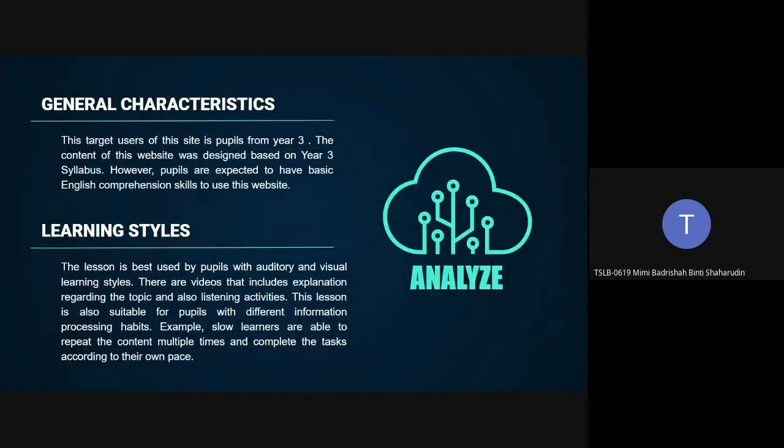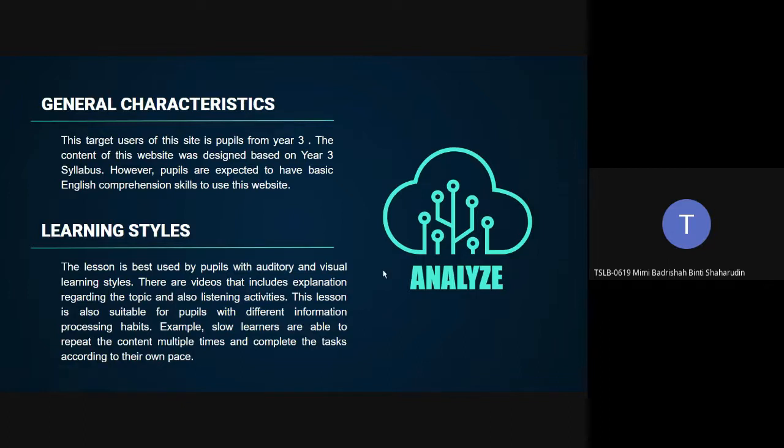So based on the website, to analyze the learners, the first thing that we look at is the general characteristics. The target users of this website are pupils from year 3. The content of this website was designed based on the year 3 syllabus, which is module 10, as I mentioned before. However, pupils are expected to have basic English comprehension skills to use this website. Since this is a self-paced activity, they need to read everything by themselves, so they are expected to understand a little bit of the basic vocabulary to understand the website.